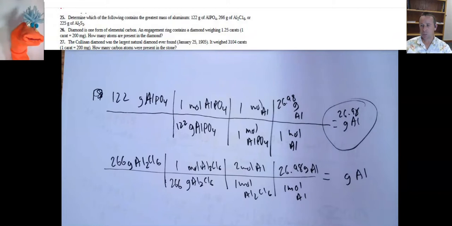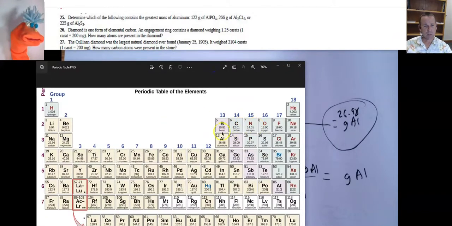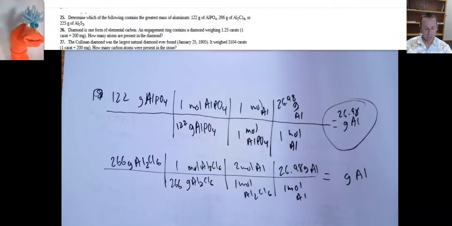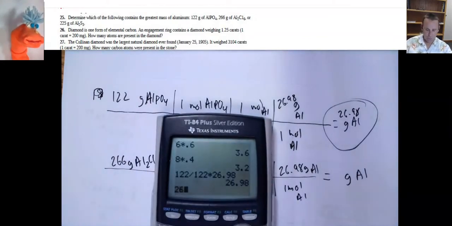That's 26.98, which is on the periodic table, right? 26.98 grams per every mole of aluminum phosphate. In this scenario, they gave me 1 mole of material as well, but 1 mole of material here has 2 moles of aluminum in it. And so the mass of aluminum is going to be 2 times the 26.98. Let me get out my calculator and do that one. 26.98 times 2. Okay, good. 53.96.